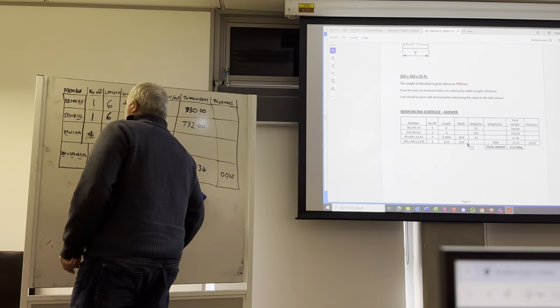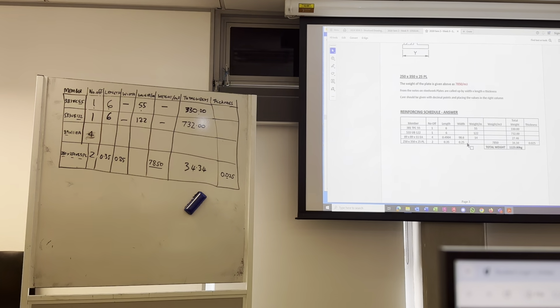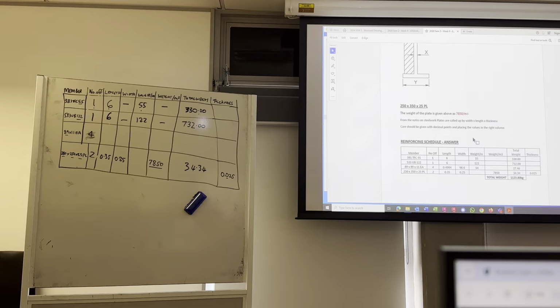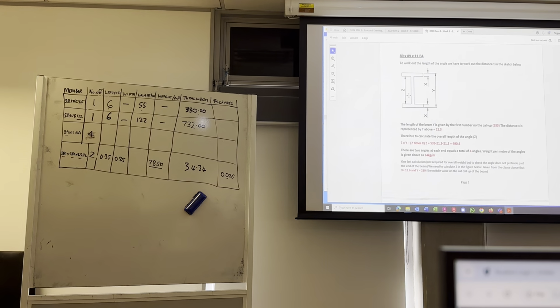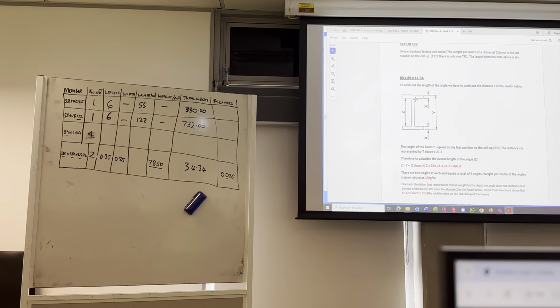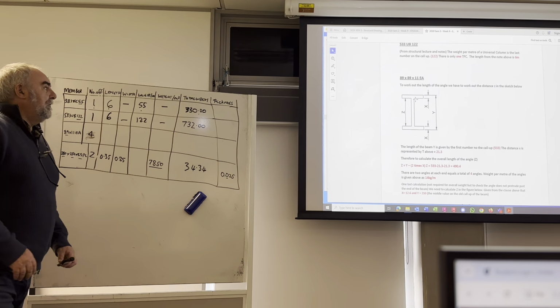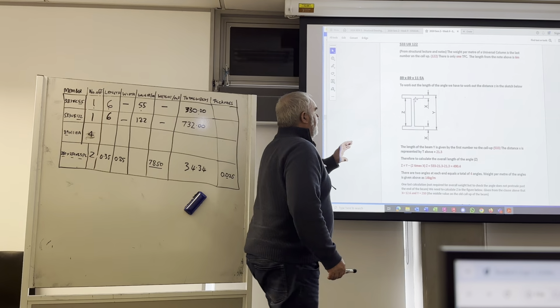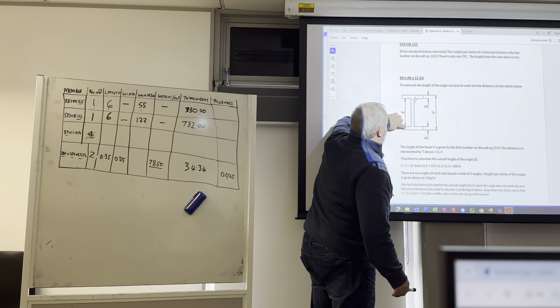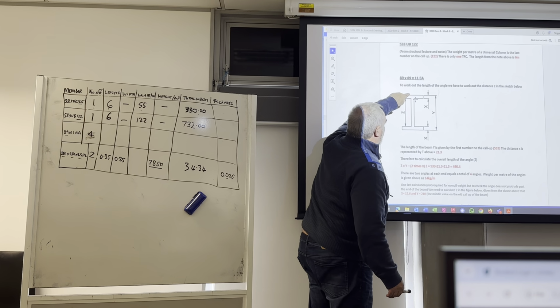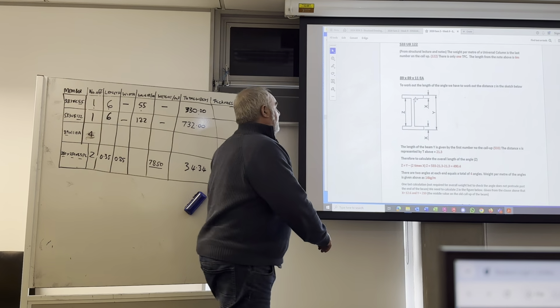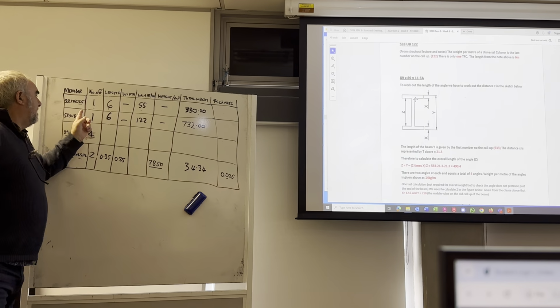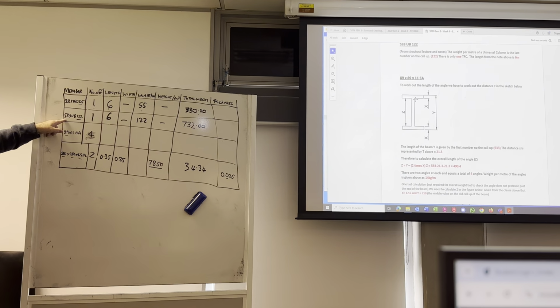Okay, the last one takes a little bit of working out. So for the angle, we need to know the height, and it goes from web to web. We know the overall height of this is 533 because that's the first number here on the universal beam. That's the height. So y is going to be equal to 533.